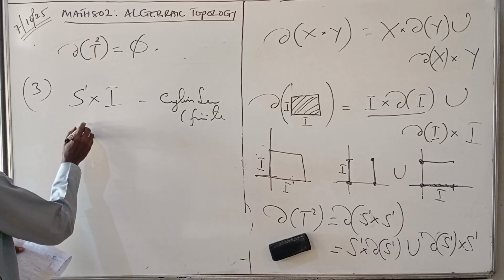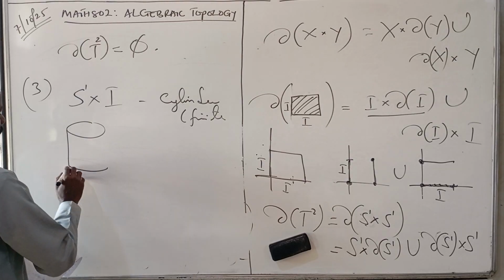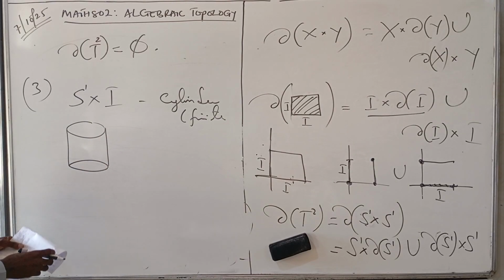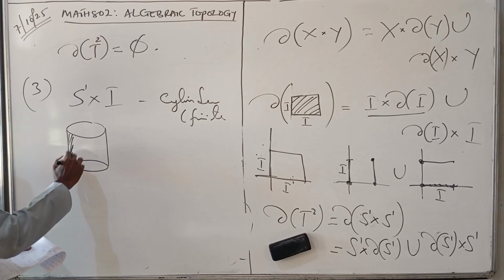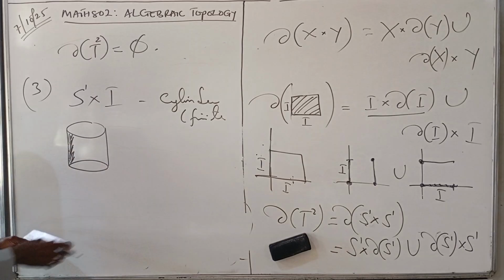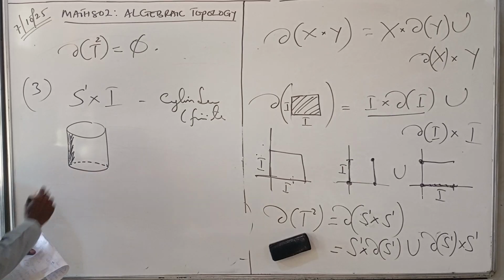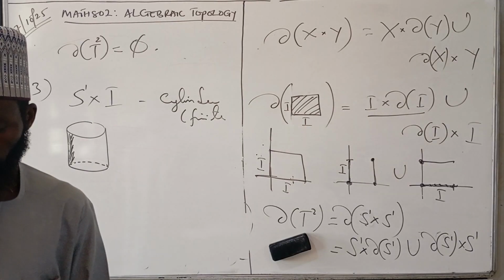And this space looks like this. This is a cycle. But the surface only, not everything. A cylinder like this. Okay?